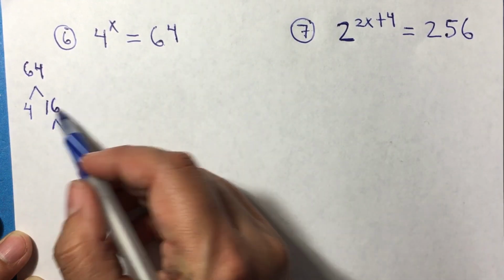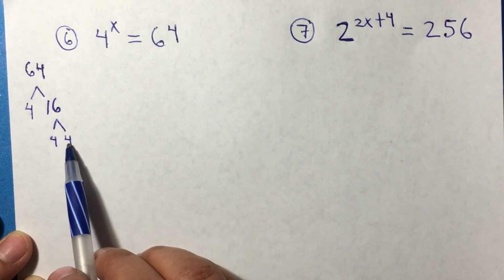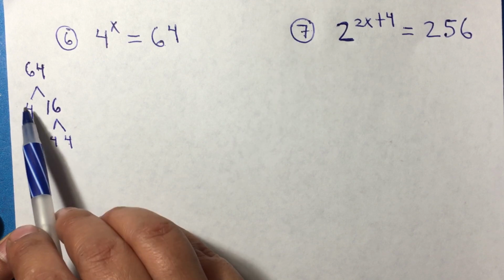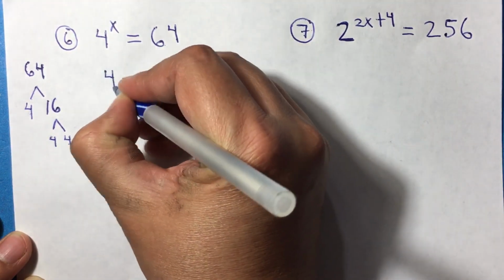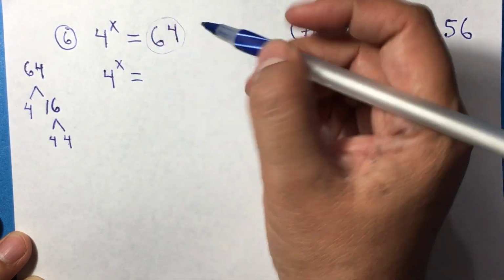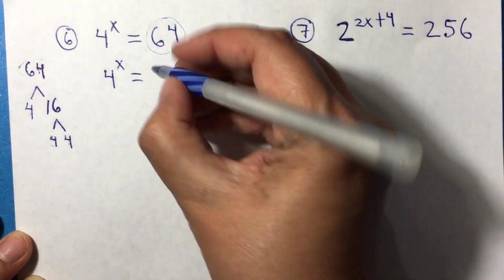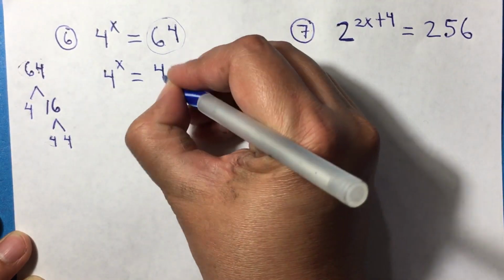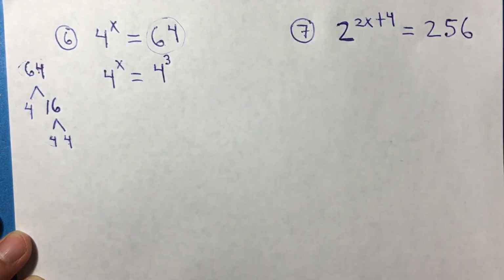Then 16 is the same as 4 times 4. If you notice, we have 4, 4, and 4 as the factors for 64. We are now going to use it in here. Instead of this 64, we're going to write those factors, but with the power, because 4 times 4 times 4 is the same as 4 to the third power.